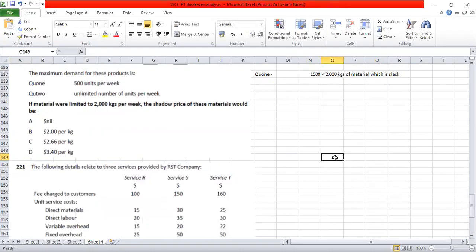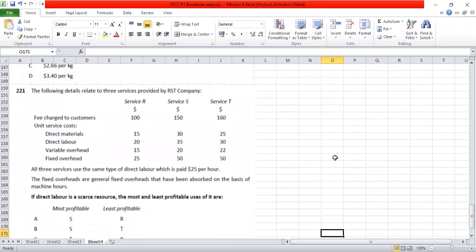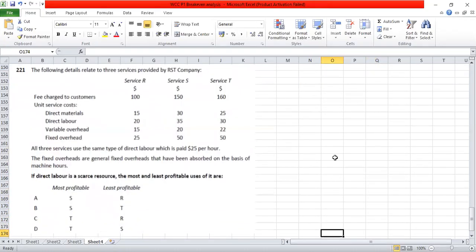The next one, 221. The following details relate to 3 services provided by RST company: fee charged to customers, then direct material, labor, variable overhead, fixed overhead. All 3 services use the same type of direct labor, which is paid $25 per hour. The fixed overheads are general fixed overhead that have been absorbed on the basis of machine hours. If direct labor is a scarce resource, the most and the least profitable uses of it are? So we need to find out the ranking.